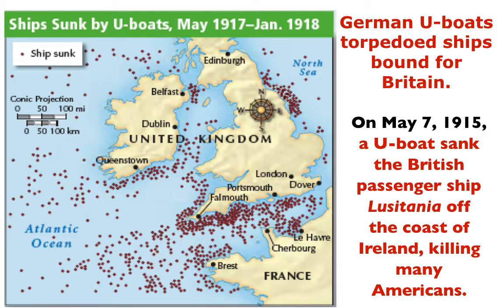Before World War One, the Germans developed what were called U-boats, underwater boats, as their submarines. The Germans didn't have a big enough navy to create a huge naval blockade of England.